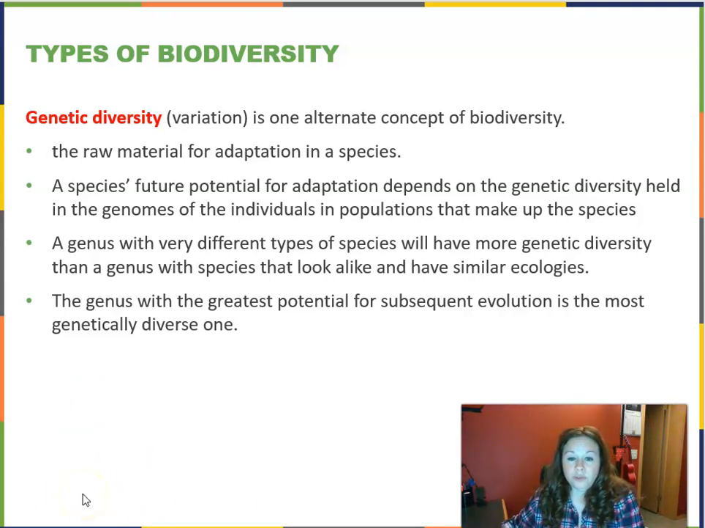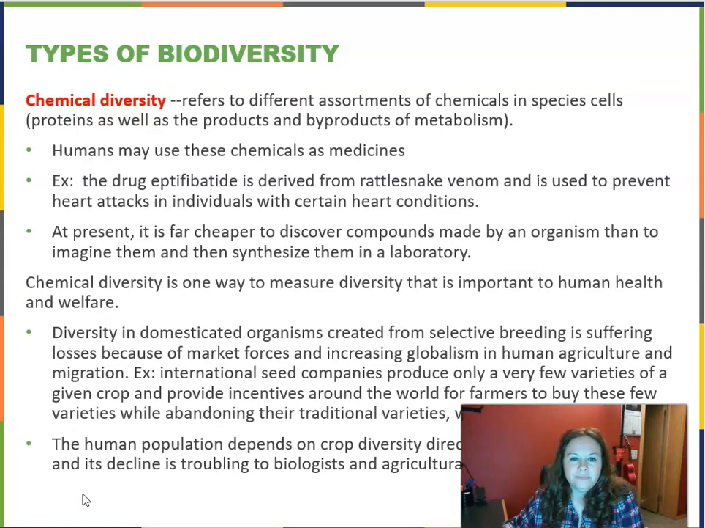A species' future potential for adaptation depends on the genetic diversity held in the genomes of the individuals in the populations that make up the species. So a genus with very different types of species will have more genetic diversity than a genus with species that look alike and have similar ecologies. The genus with the greatest potential for subsequent evolution is the most genetically diverse one.